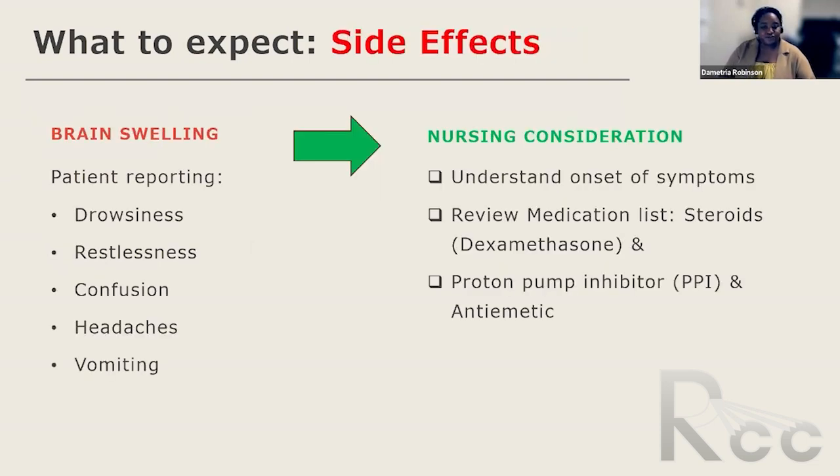Side effects when it comes to the brain. We tell patients that they may have headaches, or what we may call brain swelling. So your patients may report drowsiness, restlessness, confusion, headaches, or vomiting. The radiation can cause the brain to swell a little bit. We know that. So these are things you're expecting the patient to complain about. They may be temporary symptoms, or they may be symptoms that are already present but starting to increase in severity. You need to know that.